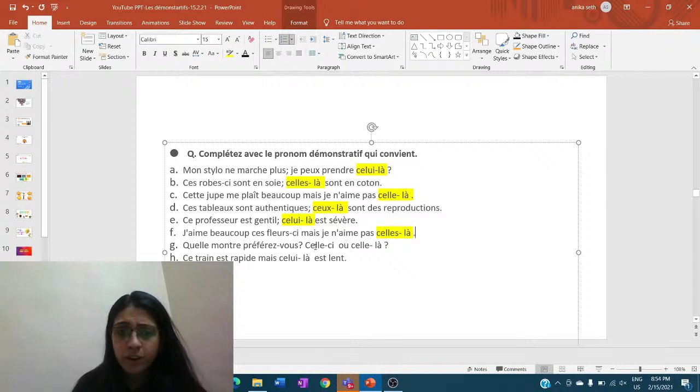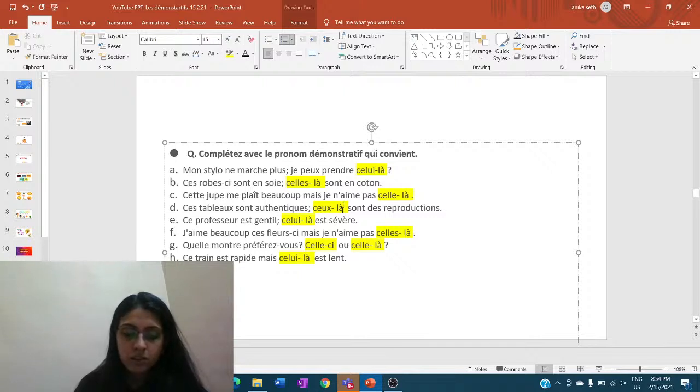Quelle montre préférez-vous, celle-ci ou celle-là? So here both ci and là are used because which watch do you prefer, this one or that one? The one here or the one there? Ce train est rapide, mais celui-là est long. This train is fast, but the one there is slow.